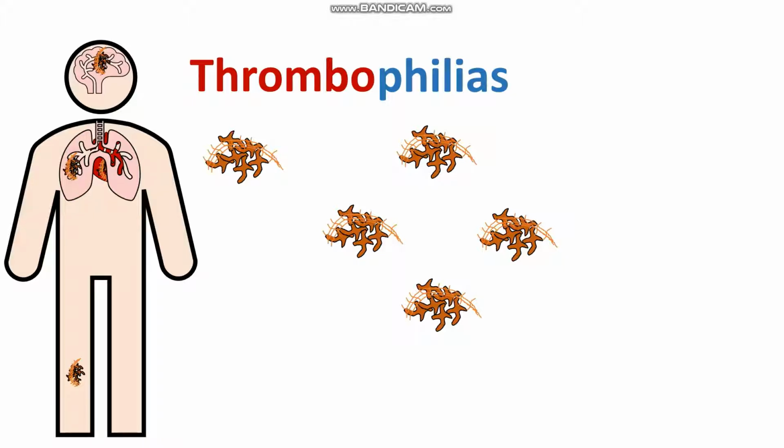So now that we find out that thrombophilia is a condition where we form too many clots, let's find out what mechanisms are in place to stop this from happening, and why doesn't this happen every time we have a little cut, and why can we control how much we clot.